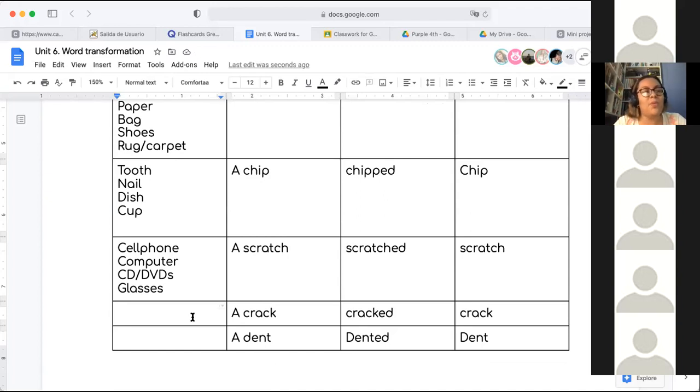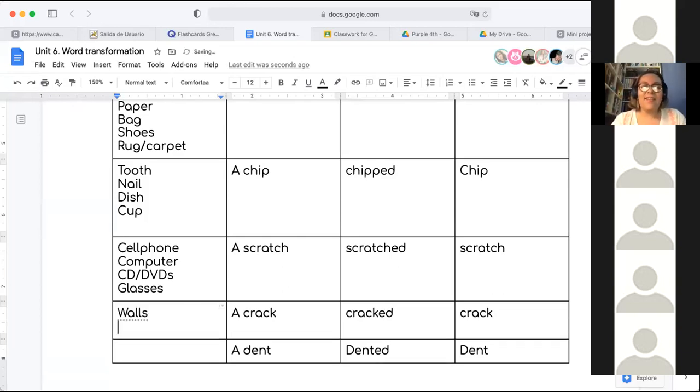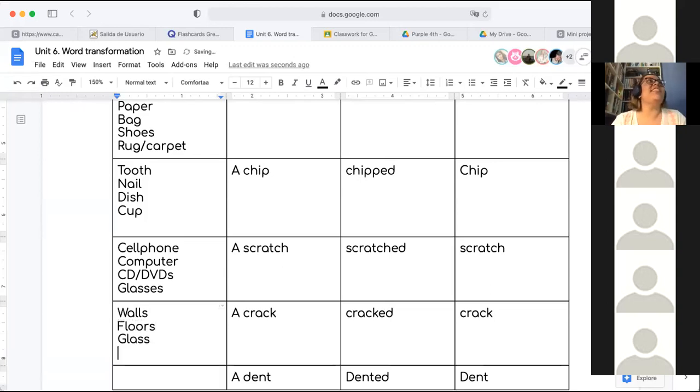Think of the example that we checked in the Quizlet. Mario, tell me something that cracks. Yes, that cracks. Wall. Walls, paredes. Thank you. Yes, walls. What else? Floor. Floors. Glass, like windows and stuff, yes. Hearts, okay, there you go.